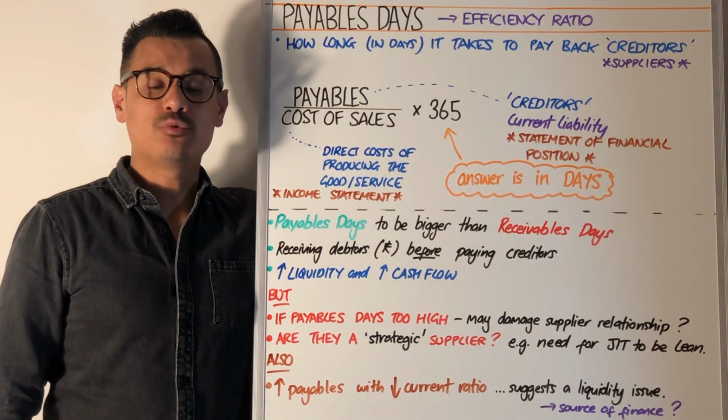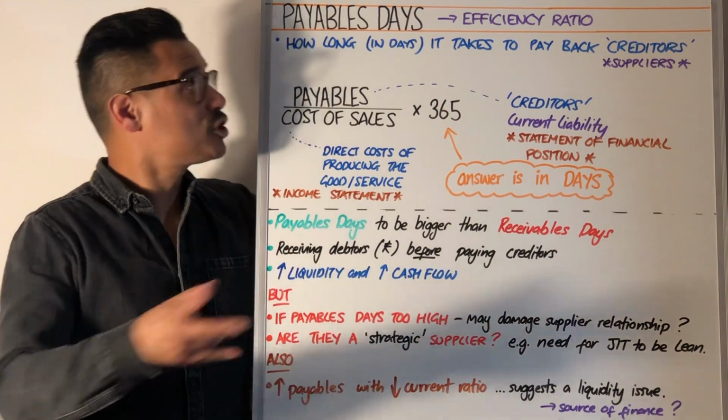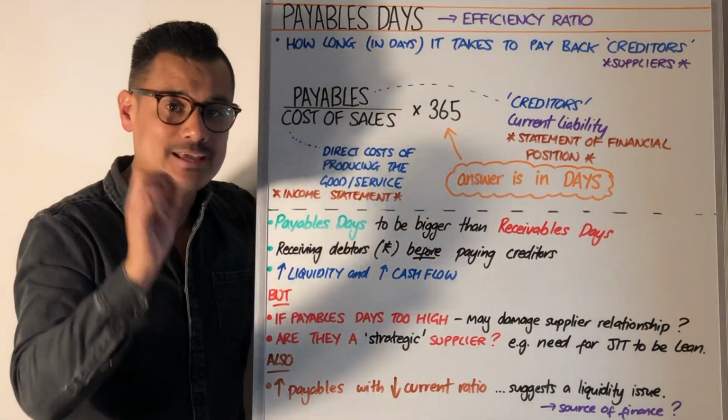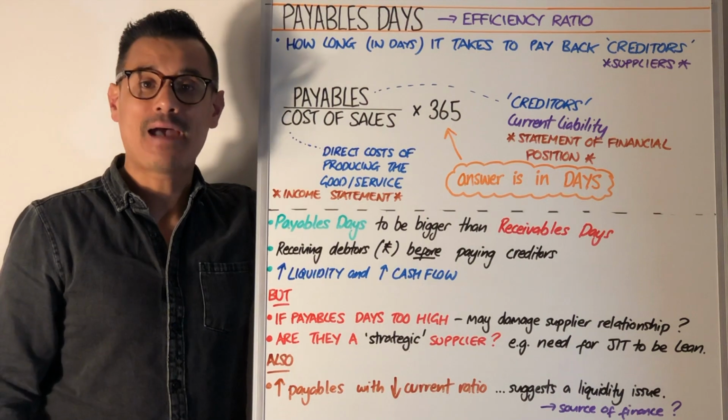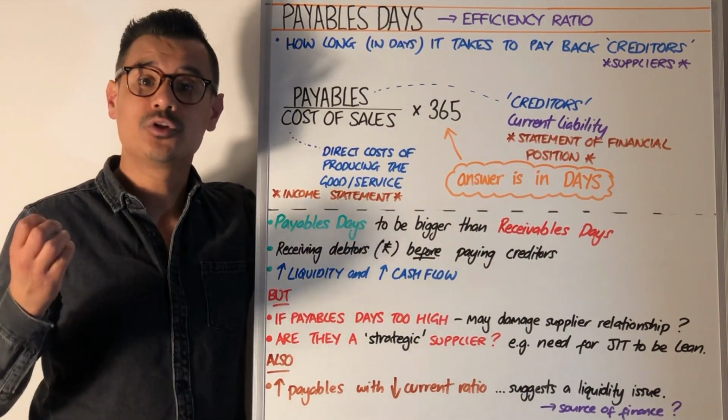Let's have a session on payables days. So this is a type of efficiency ratio. Payables days essentially shows how long, in days, it takes to pay back the creditors, and those creditors are likely to be your suppliers.